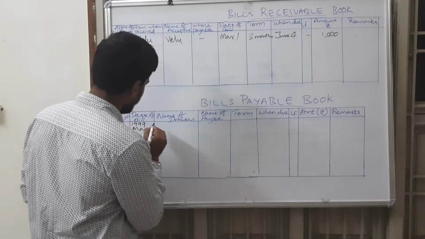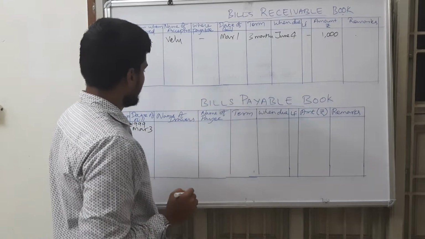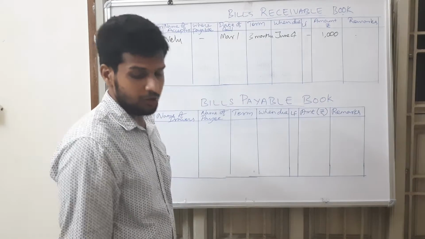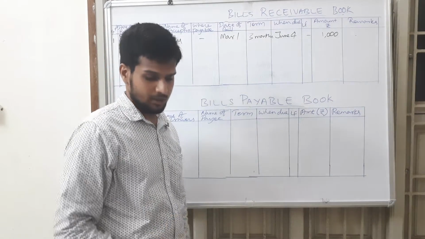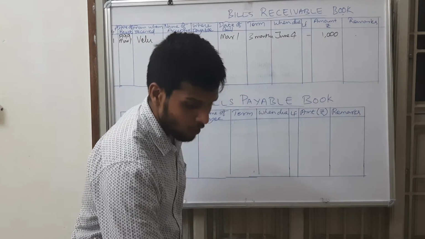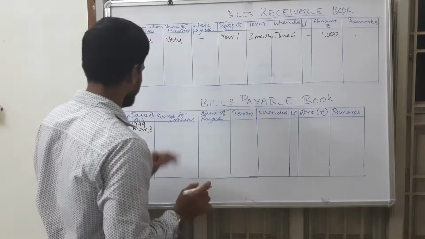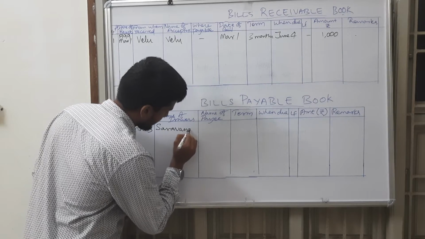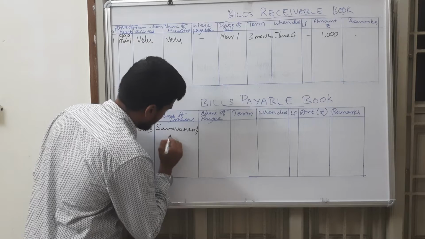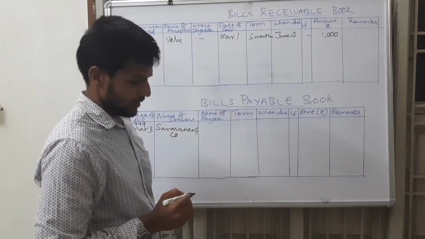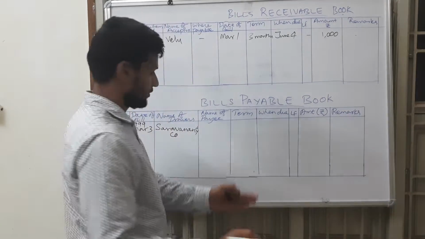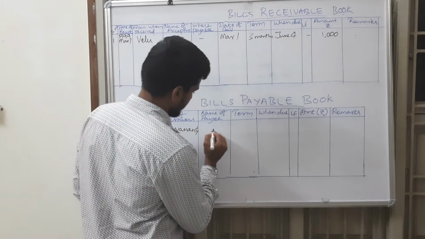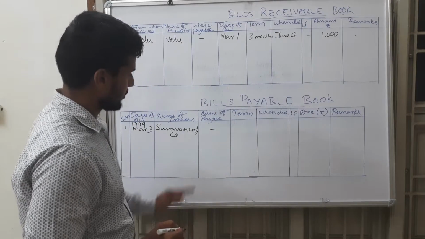What is the transaction date? March 3rd, right? Name of the drawer. Who is the name of the drawer? Name of the drawer is Saravanan and Co. So drawn by Saravanan and Co. The name has been mentioned. Then name of the payee. It does not mention to whom the bill must be paid. Okay, so we just put a hyphen.